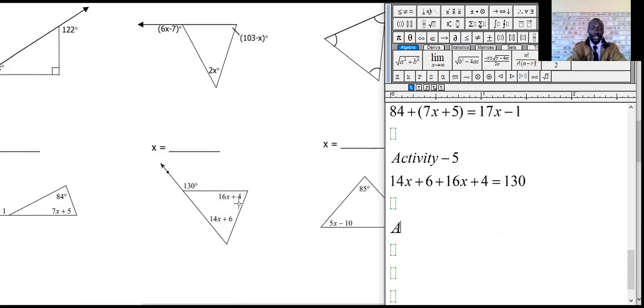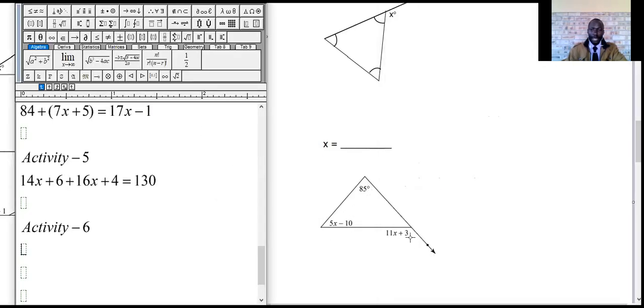Then in the next activity, which is activity 6, to find the value of x, let me move our mathematical board a little bit to this side so that we have proper space. You will add this angle to that and make it equal to 11x plus 3. That way, you can find the value of x. So what are we going to have? We are going to have 5x minus 10. We add this to 85 degrees and make it equal to 11x plus 3.